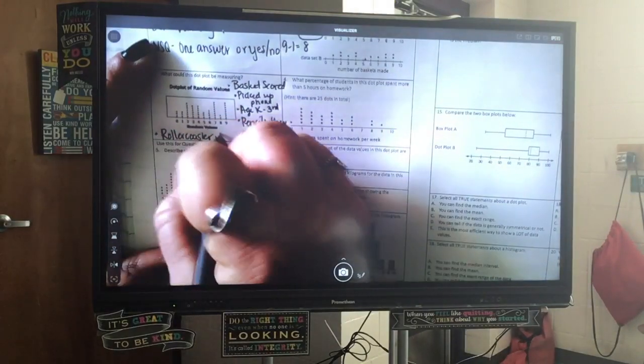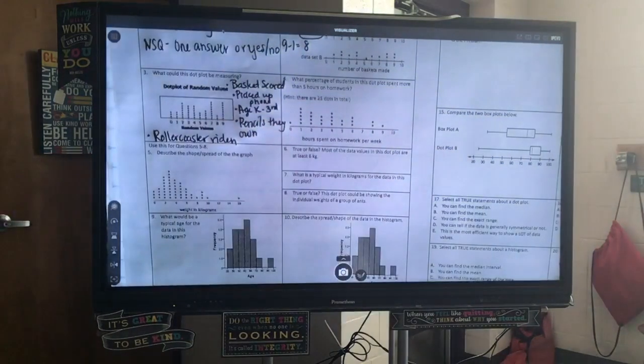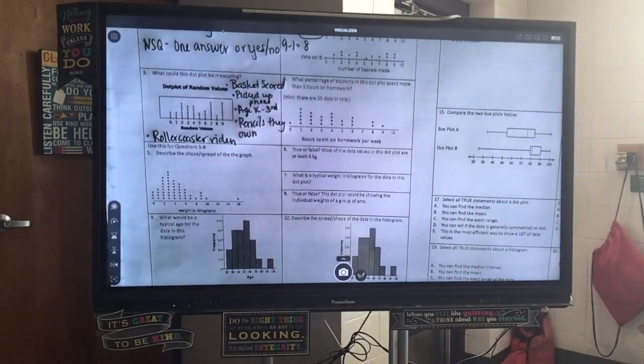Alright, so Cooper, go ahead and pick one of those really good topics and write it on your paper. If you did have to skip this one because you were just unsure, you weren't exactly sure what they were asking. That's what they're asking. So what could the data have represented?